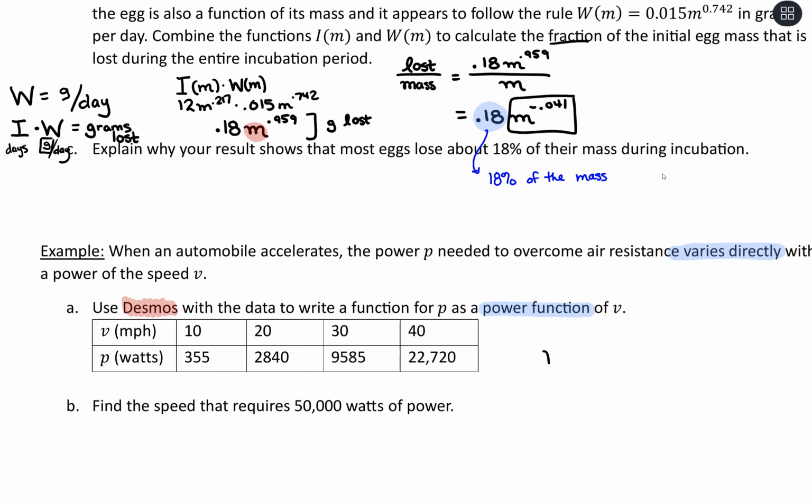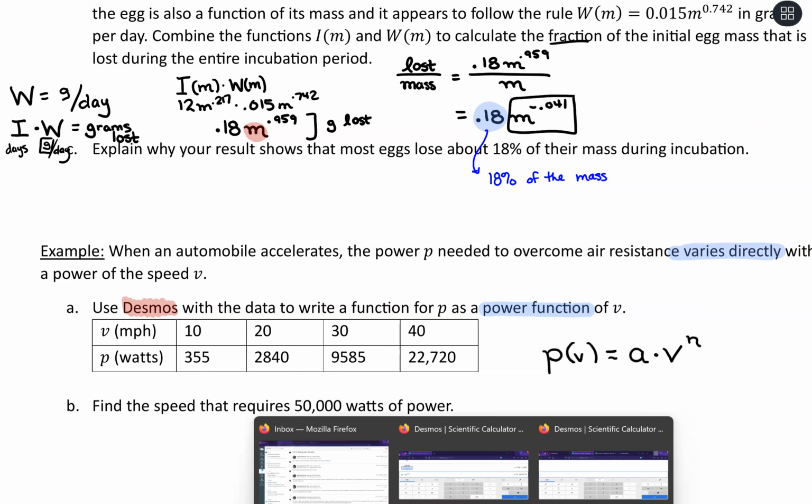So what we want to do is create a function P of V equals, and then we'll have some constant times our variable, and then we're going to have some exponent. So lots of unknowns here that we need to fill in the blank for, and that's where Desmos is going to help us. This is similar to what we did with fitting data to a linear model, but now we're going to be using a power function.